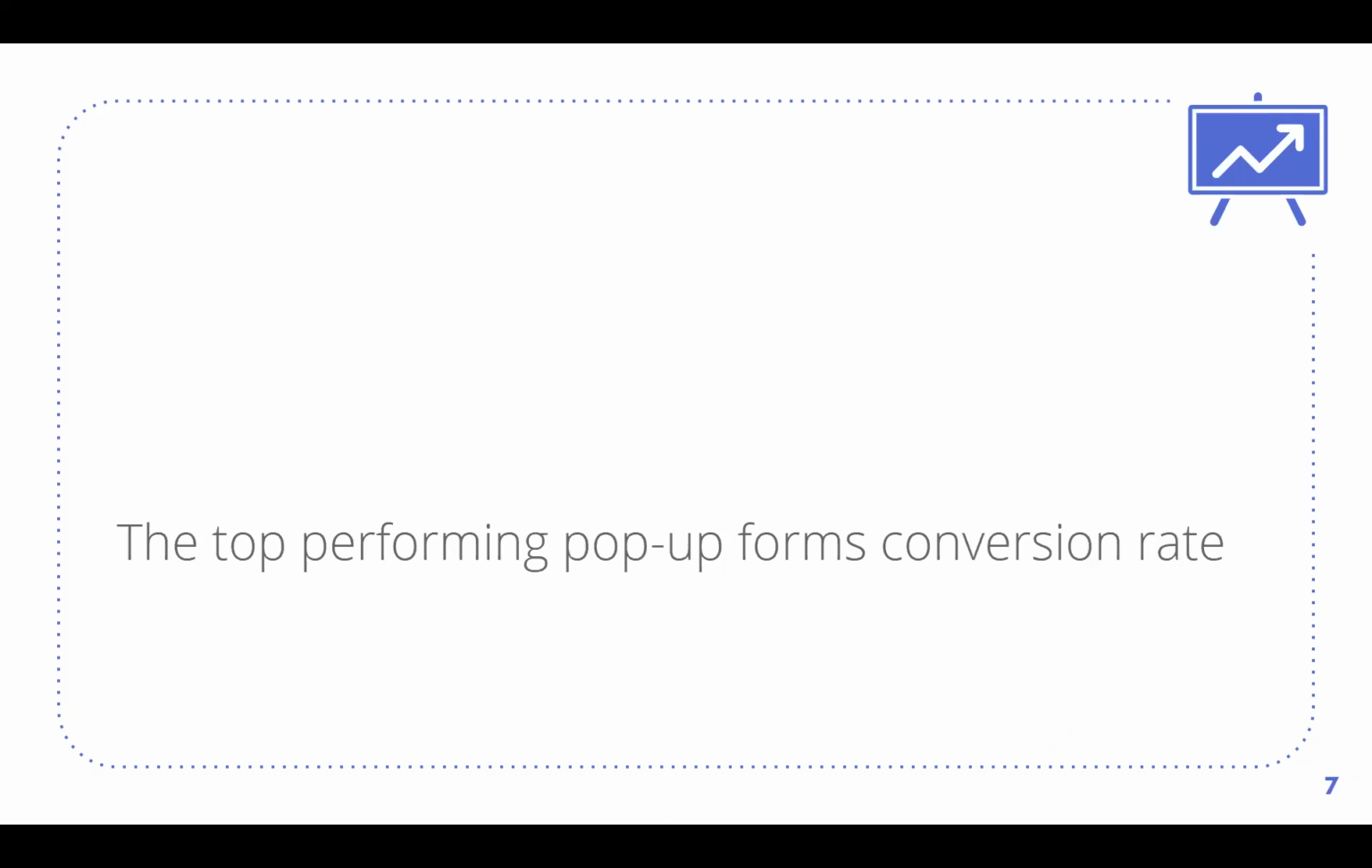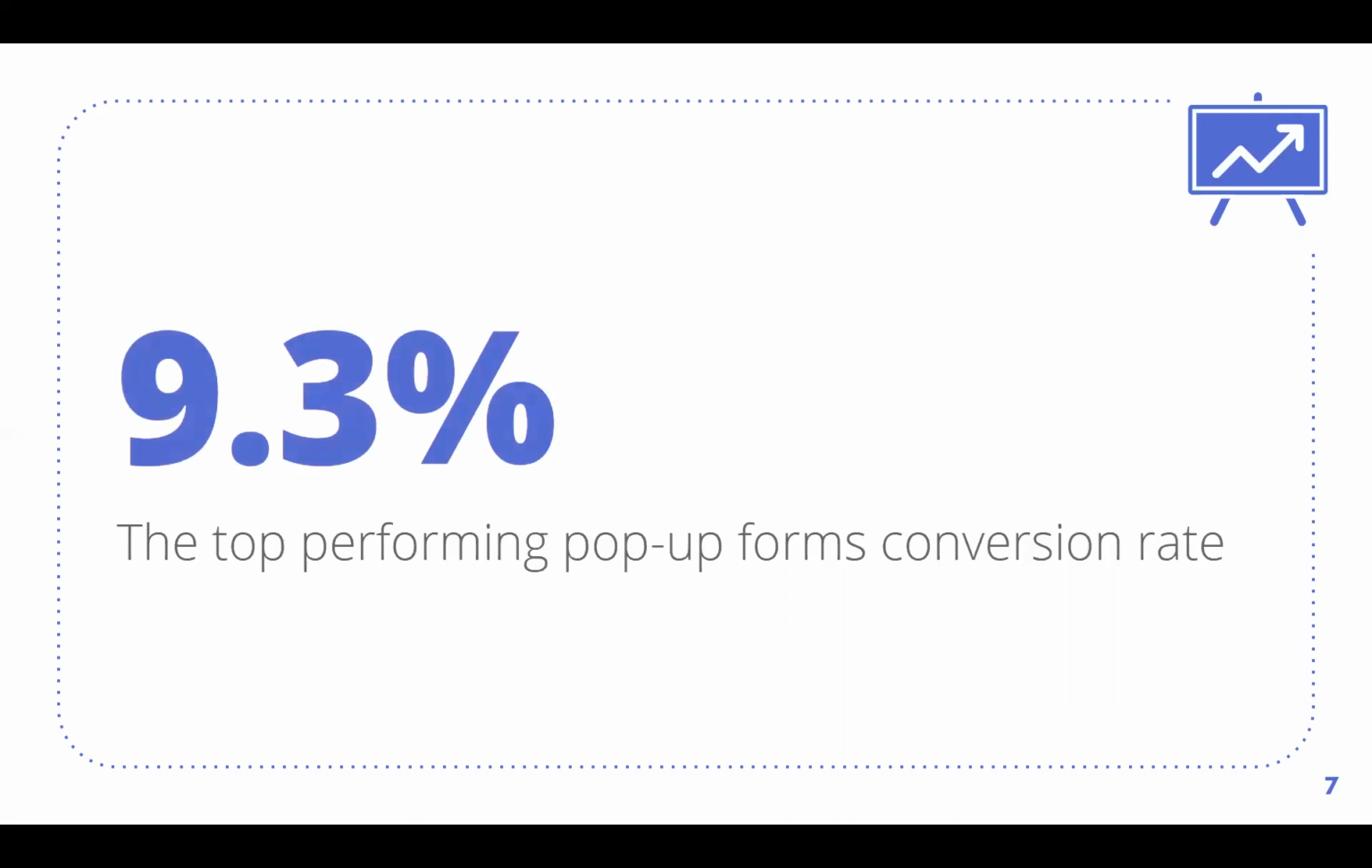So with that said, if you remember, the average conversion rate for websites is 2 to 5%. What do you think the average conversion rate is for top performing pop-up forms? I'll give you another second. 9.3%. So if you can implement a pop-up form that is a top performer, then you will have a higher conversion rate than the average conversion rate just by using that form.